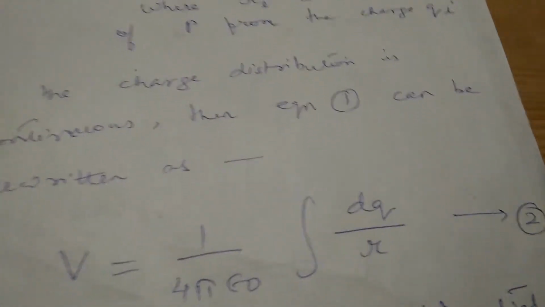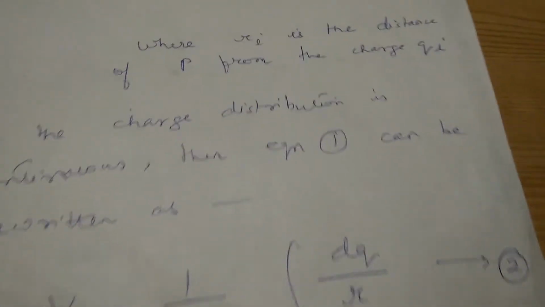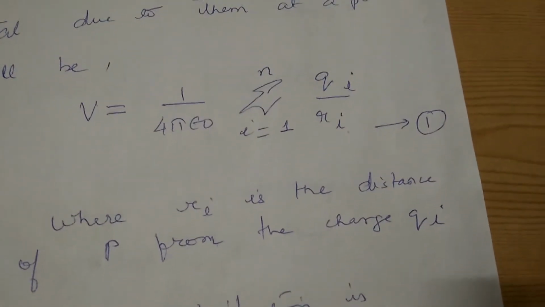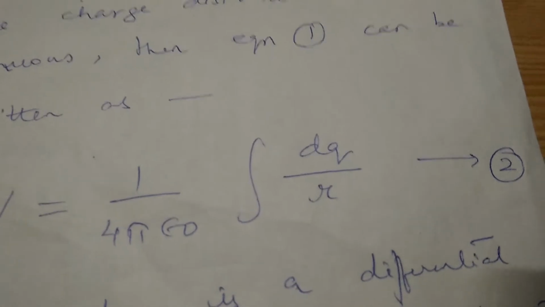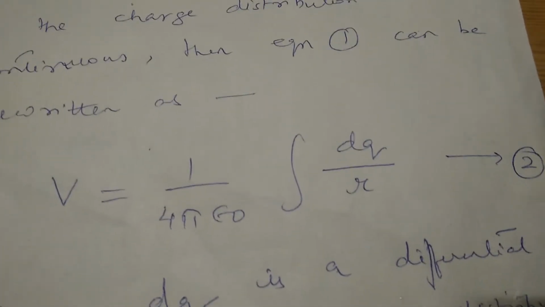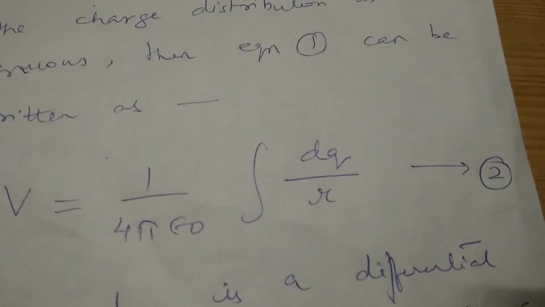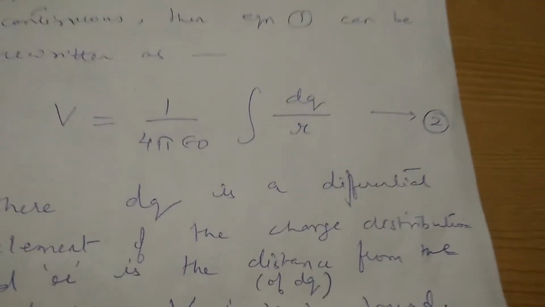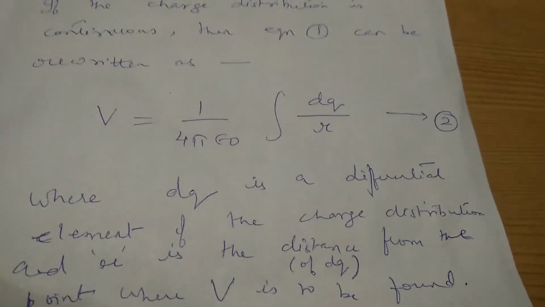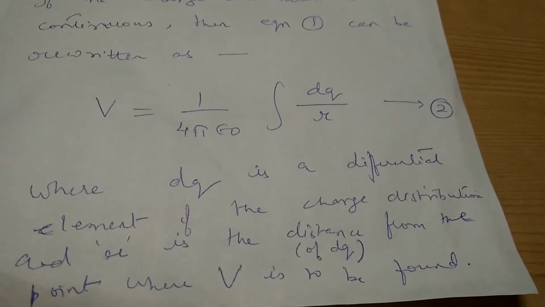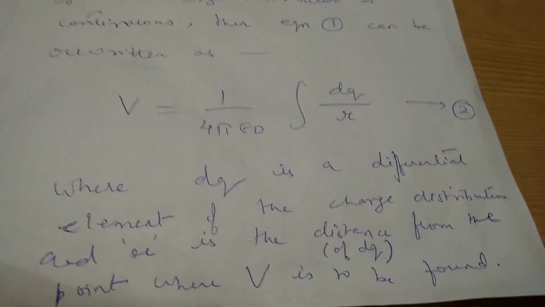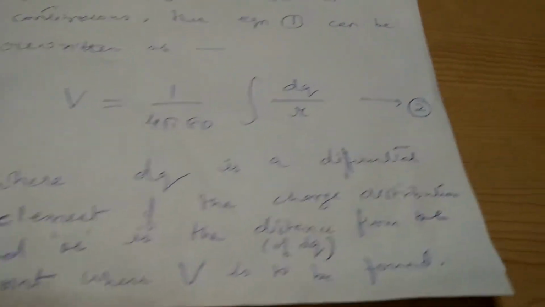If the charge distribution is continuous, then we can rewrite equation 1 as follows: instead of Qi by Ri with the summation symbol, we change to the integration symbol, dq by r, where dq is the differential element of the charge distribution and r is the distance from the point where V is to be calculated.